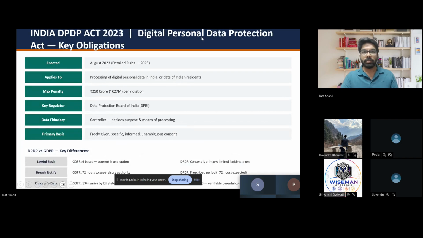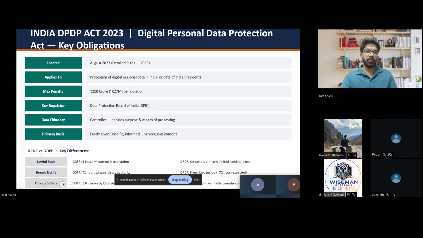India DPDP Act, Digital Personal Data Protection Act. It was enacted in August 2023, and applies to processing of digital personal data in India. Maximum penalty is 250 crore rupees. Regulator is the Data Protection Board of India, DPBI. Data fiduciary, the controller, decides the purpose and means of processing. So this is basically the judge who will assess any incident. Primary basis: freely given, specified, informed, and unambiguous consent. So what is the basis where the DPDP Act applies? Wherever information or consent is given, the DPDP Act applies.